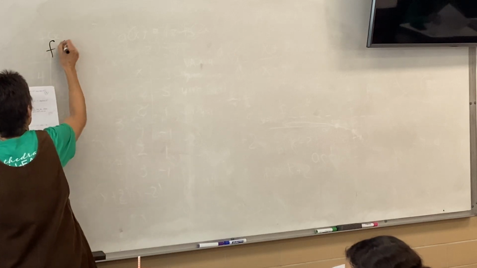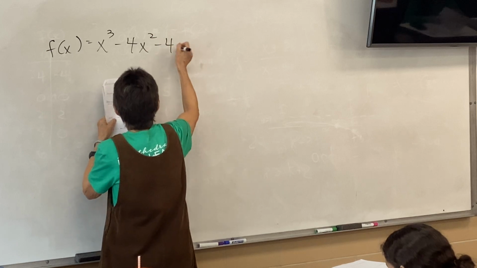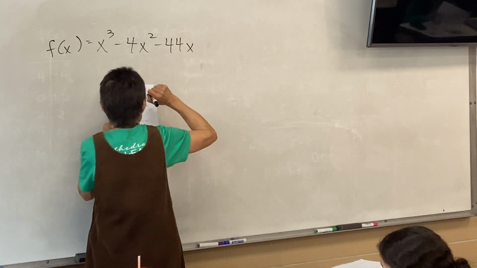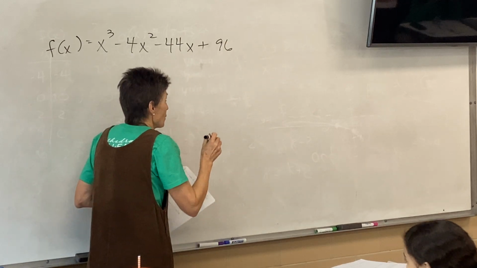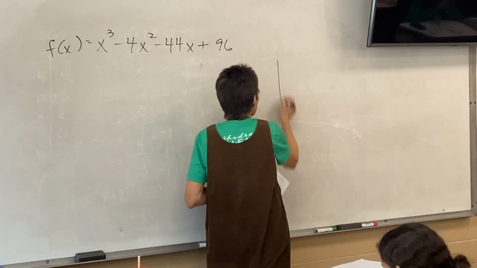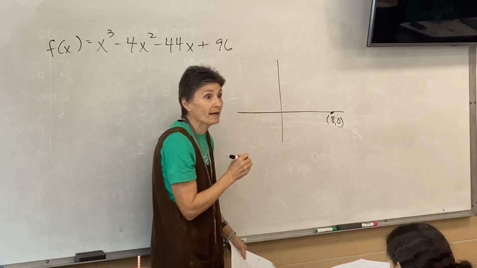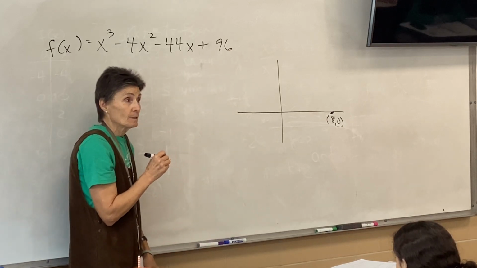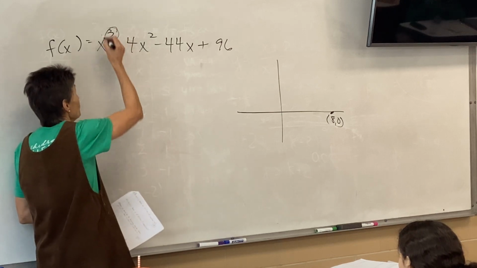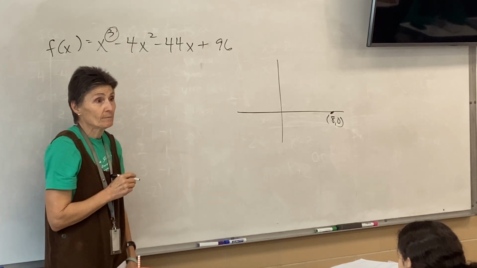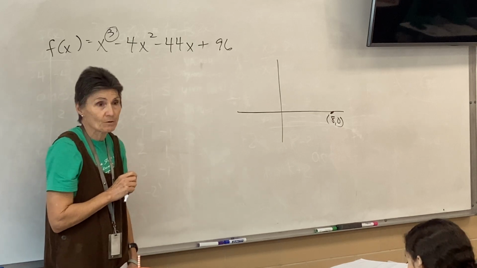I have a polynomial, and I know that one of its zeros is 8. So, remember what that means. That means that if you graph it, you know one of your dots is at 8. Your job is to figure out where the other 2 dots are, right? Because there's 3 altogether. So what did we do yesterday to figure that out?